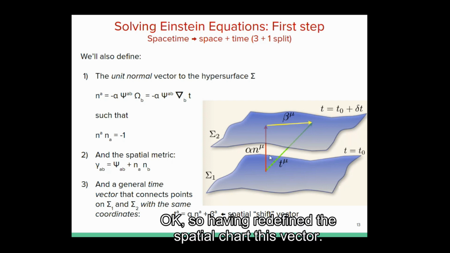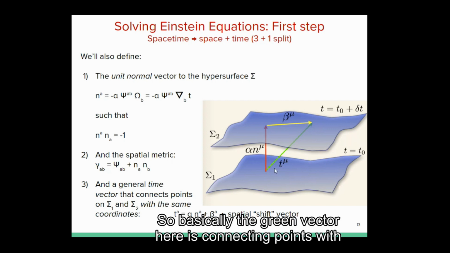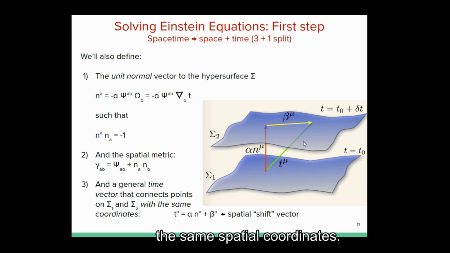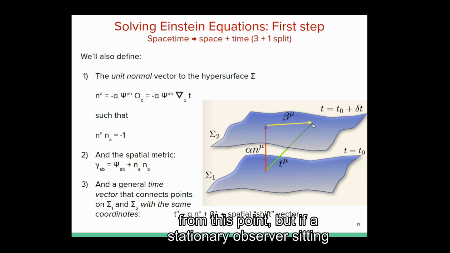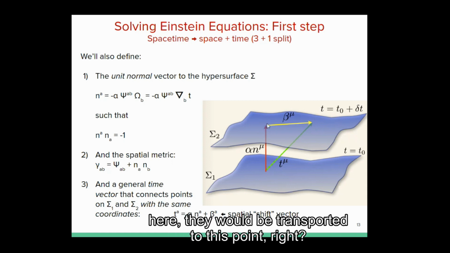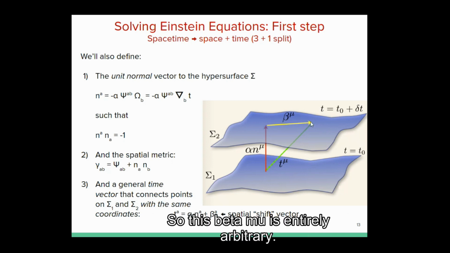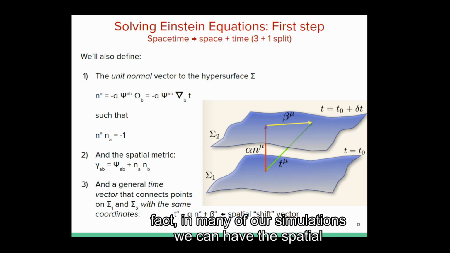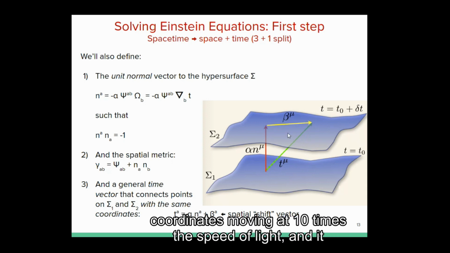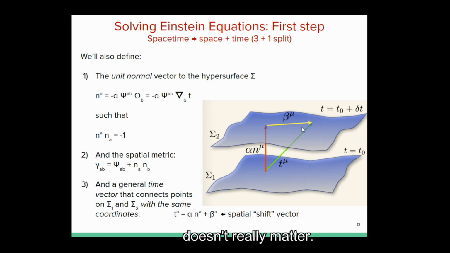Okay, so having redefined the spatial chart, basically the green vector here is connecting points with the same spatial coordinates. If a coordinate observer was sitting here, they would be transported to this point. But if a stationary observer was sitting here, they would be transported to this point. Right? So this beta mu is entirely arbitrary. It can be superluminal because it's entirely of our making. In fact, in many of our simulations, we can have the spatial coordinates moving at 10 times the speed of light. And it doesn't really matter.